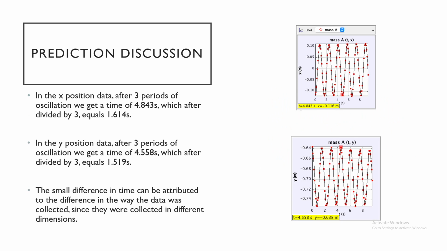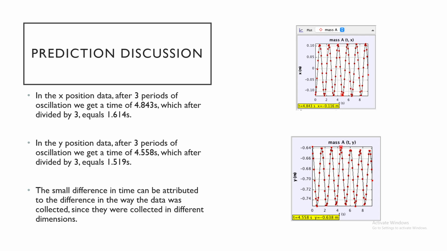In the x position, after 3 periods of oscillation, you get a time of 4.843 seconds, which, divided by 3, nets an average oscillation time of 1.614 seconds. And then in the y position data, after 3 periods of oscillation, you get a time of 4.558 seconds, which divided by 3 equals 1.519 seconds.